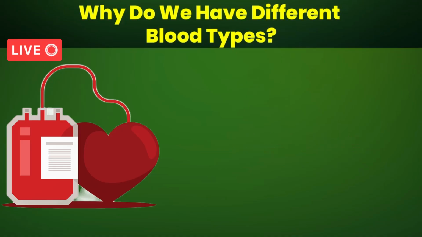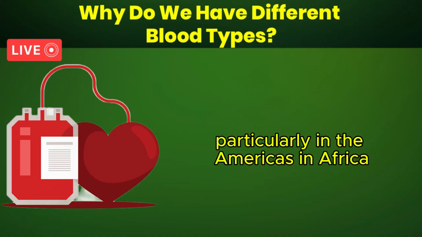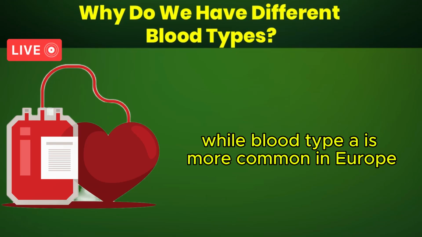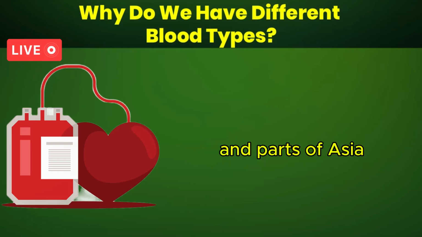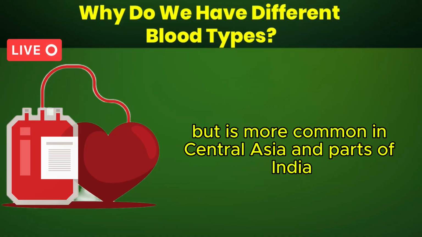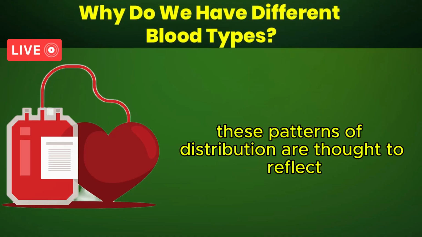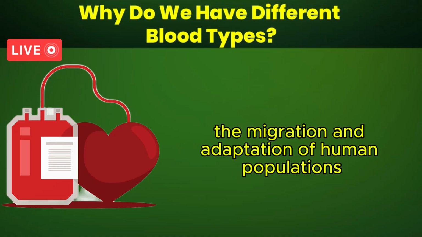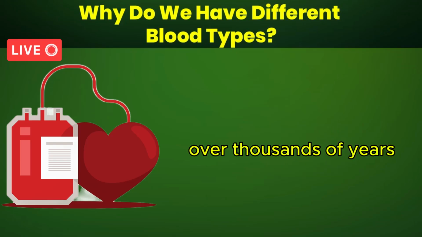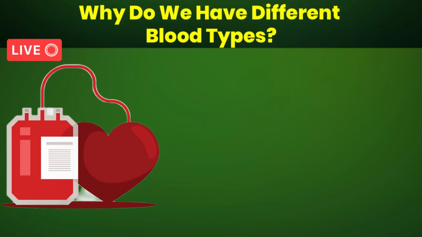environmental factors. For example, blood type O is the most common blood type worldwide, particularly in the Americas and Africa, while blood type A is more common in Europe and parts of Asia. Blood type B is relatively rare in most populations but is more common in Central Asia and parts of India. Blood type AB is the rarest blood type worldwide. These patterns of distribution are thought to reflect the migration and adaptation of human populations over thousands of years, as well as the impact of infectious diseases and other selective pressures.